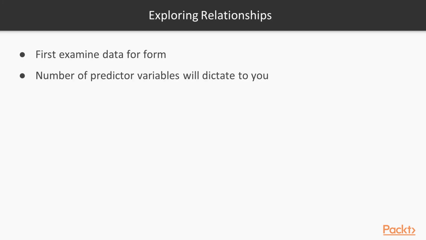Exploring relationships. If your statistical objective is to look for and learn about relationships in your data, you first examine your data for a form or, in other words, ask the question, does your data revolve around frequencies or measurements? From there, the number of predictor variables will dictate to you what regression or other approach you should use in your project.